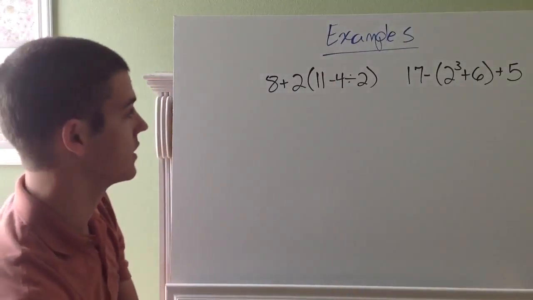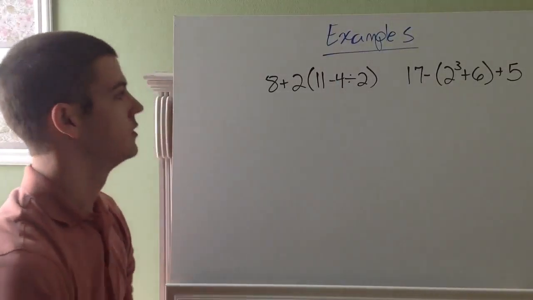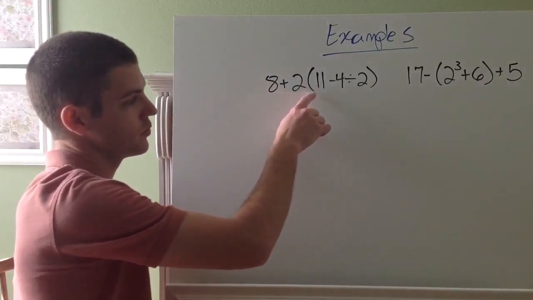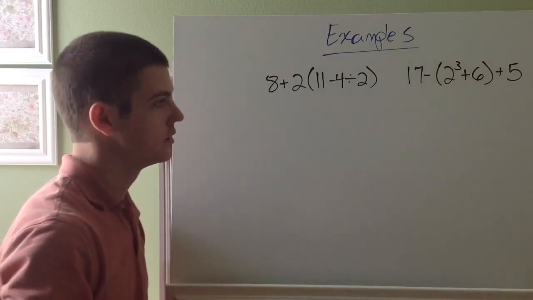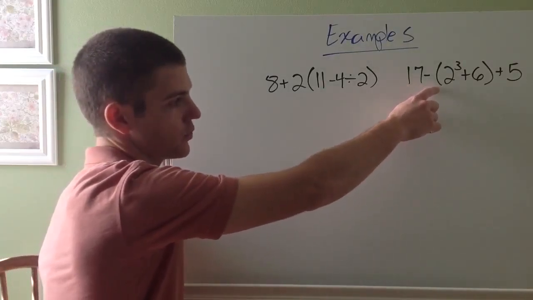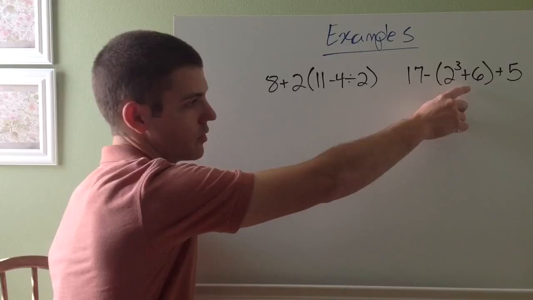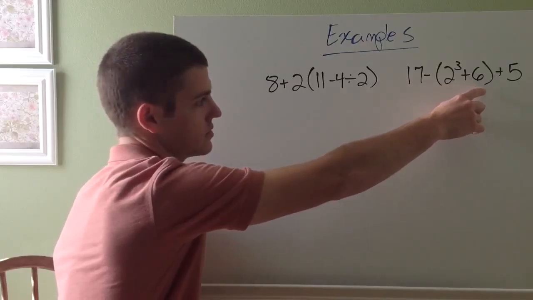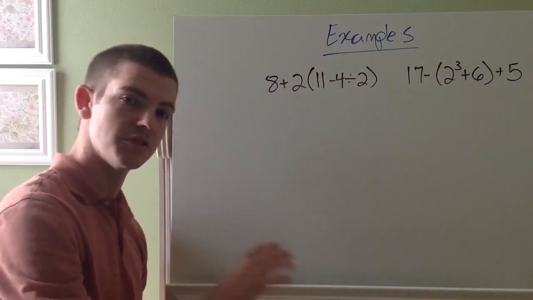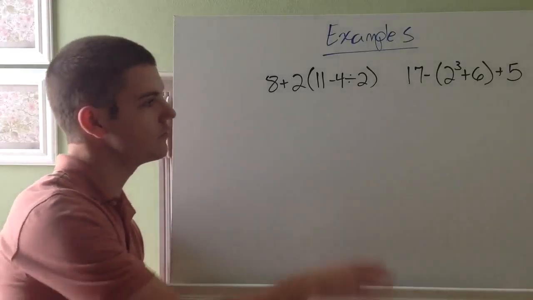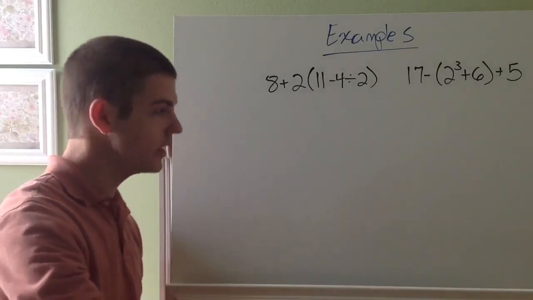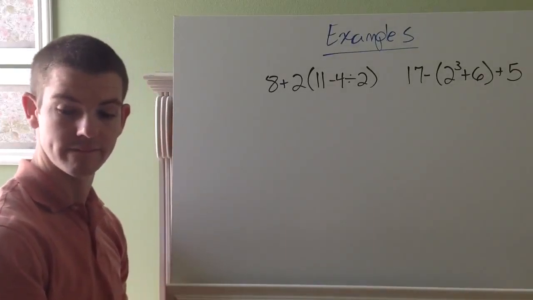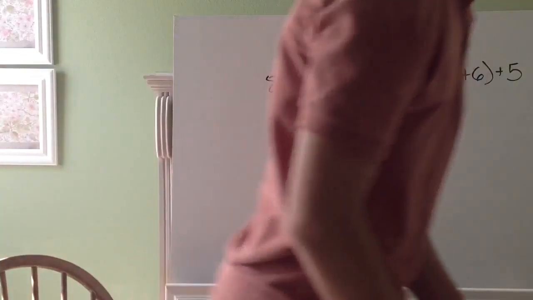Now, let's take a look at a couple examples. We have 8 plus 2 parentheses 11 minus 4 divided by 2 parentheses. And then we have 17 minus parentheses 2 to the third power plus 6 parentheses plus 5. I want you to pause the video if you're comfortable enough with these to work them out on your own. And then after you do that, hit play and you'll see me working them out. But I need to grab a pen first.